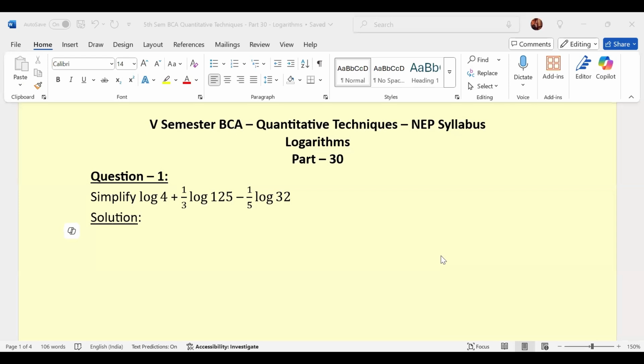Hello everyone. This is in continuation to the subject we are looking into, that is quantitative techniques under the NEP syllabus meant for 5th semester BCA. We are now into logarithms.